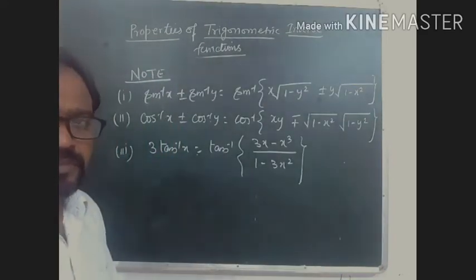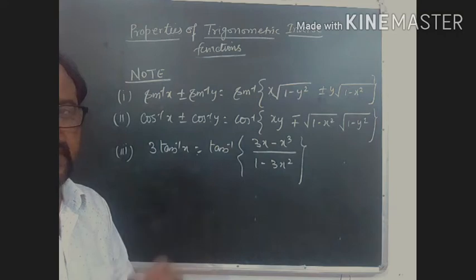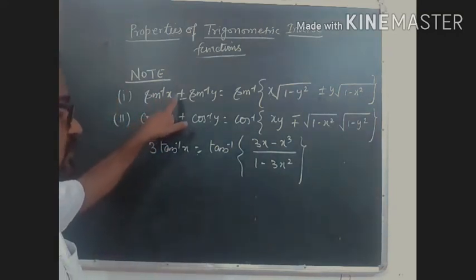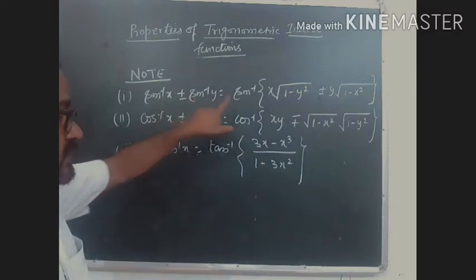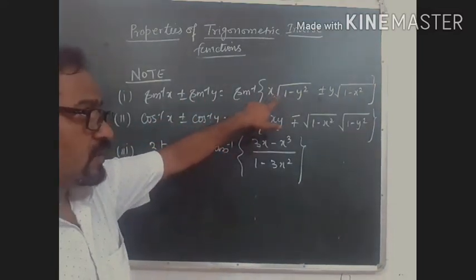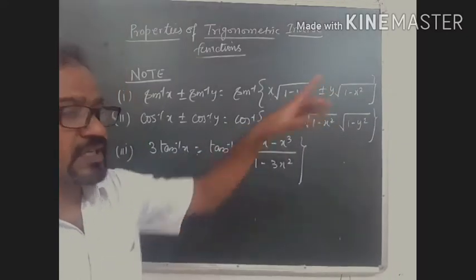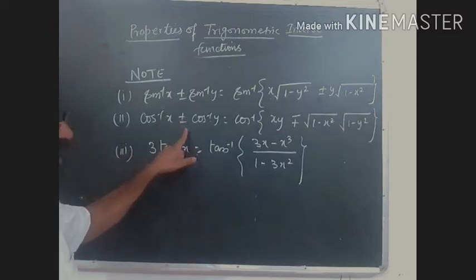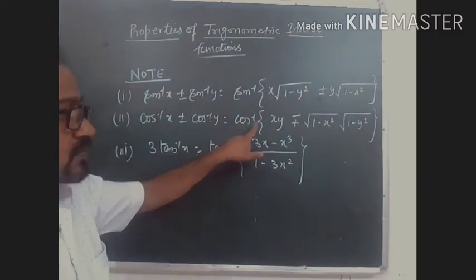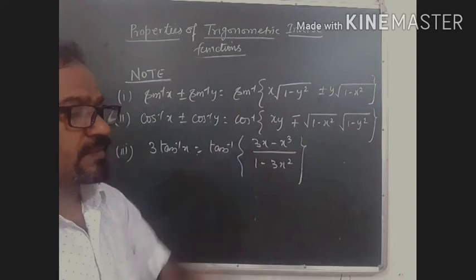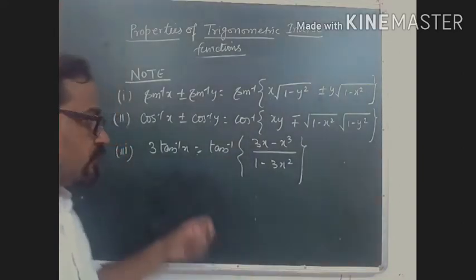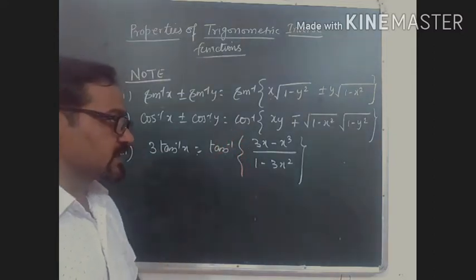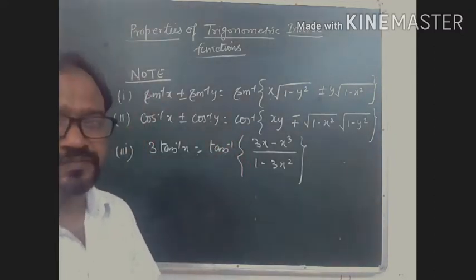Some other properties are also there. First, sin inverse x plus or minus sin inverse y equals sin inverse of x root (1 − y square) plus or minus y root (1 − x square). Second, cos inverse x plus or minus cos inverse y equals cos inverse of xy minus or plus root (1 − x square) root (1 − y square). And third, 3 tan inverse x equals tan inverse of (3x − x cube) upon (1 − 3x square).